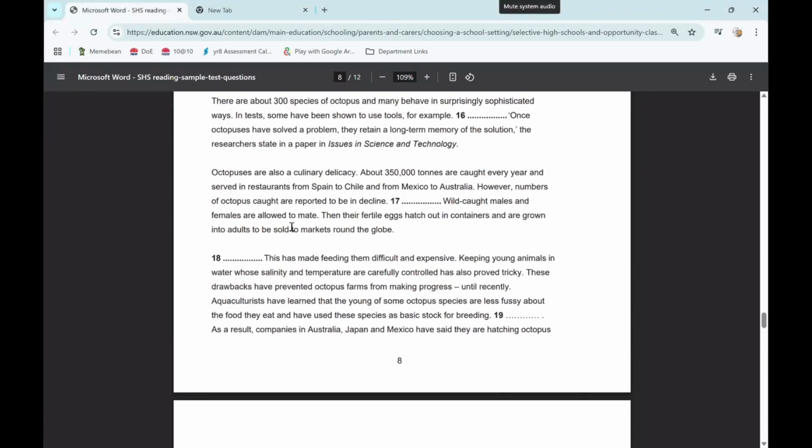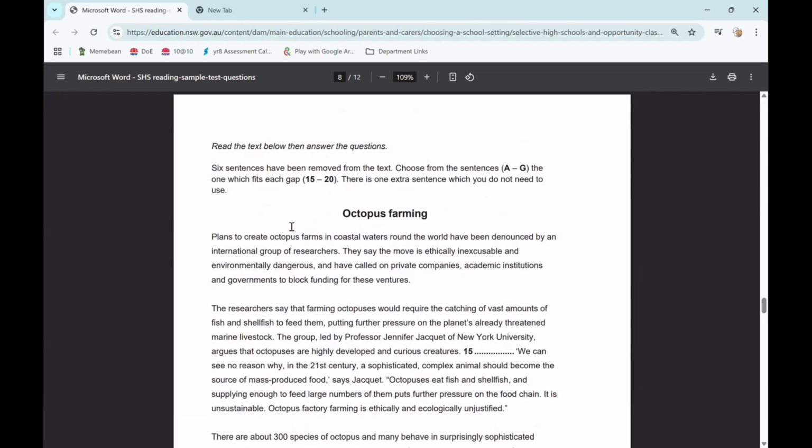So for Cloze Passage, the way you go through Cloze Passages, you have to go through the main idea, and then we can go through each paragraph. The main topic of this entire Cloze Passage is octopus farming. Octopus farming is what this entire text is about.